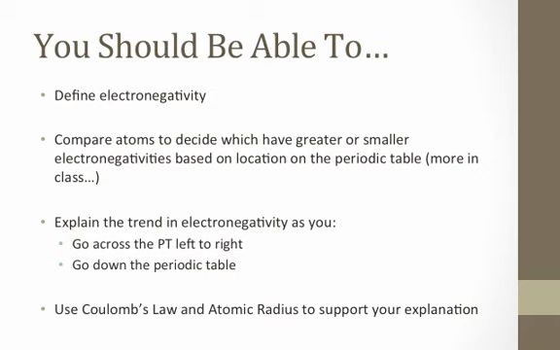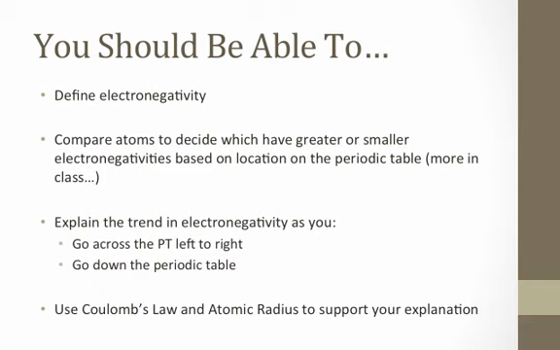Just to kind of give you a list of things you should be able to do now. You should be able to define the concept of electronegativity and what it is. You should be able to compare atoms and decide which ones would have greater or smaller electronegativities based on the location on the periodic table. This again is your ability to use the trend to organize atoms. We spend more of our time in class working on this, and we've talked about it in the video.